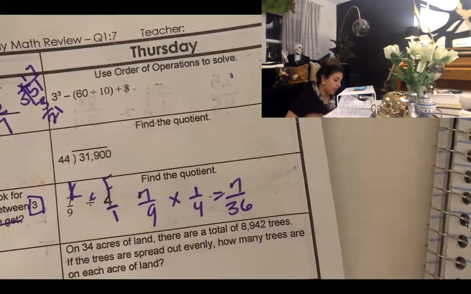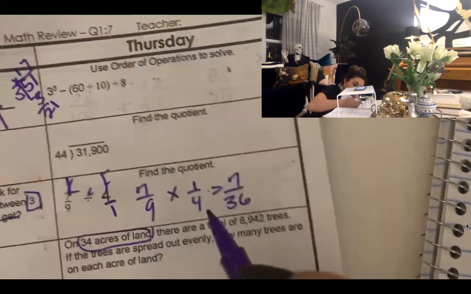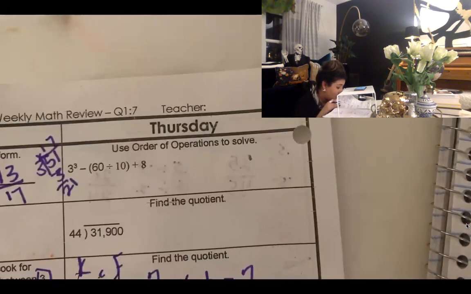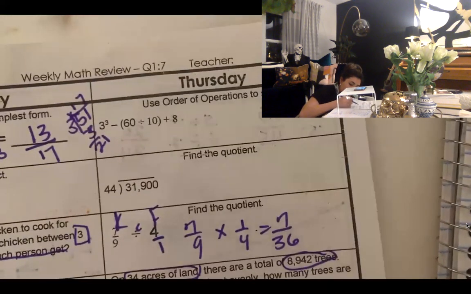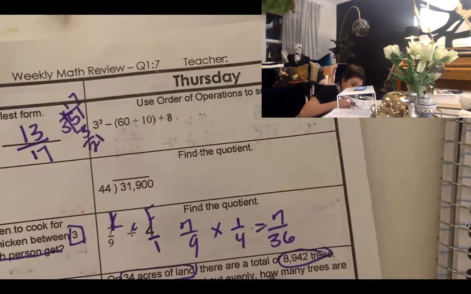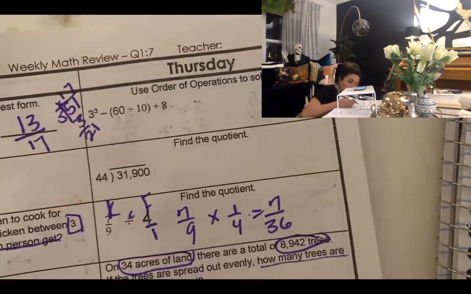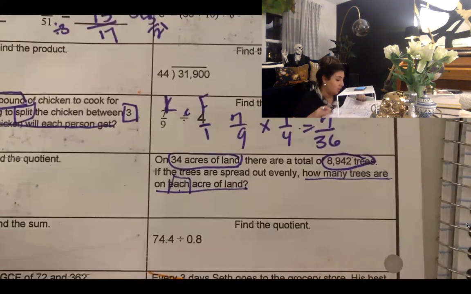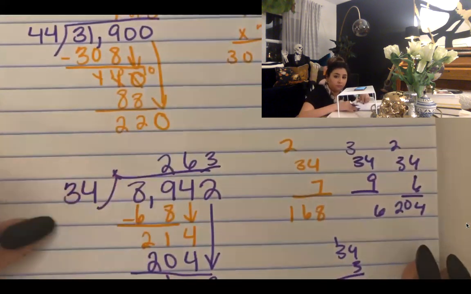All right, the next one. On 34 acres of land, there are 8,942 trees. If the trees are spread out evenly, how many trees are on each acre of the land? So that "each" is telling me that I need to divide. And here I am setting up 34 into 8,942.